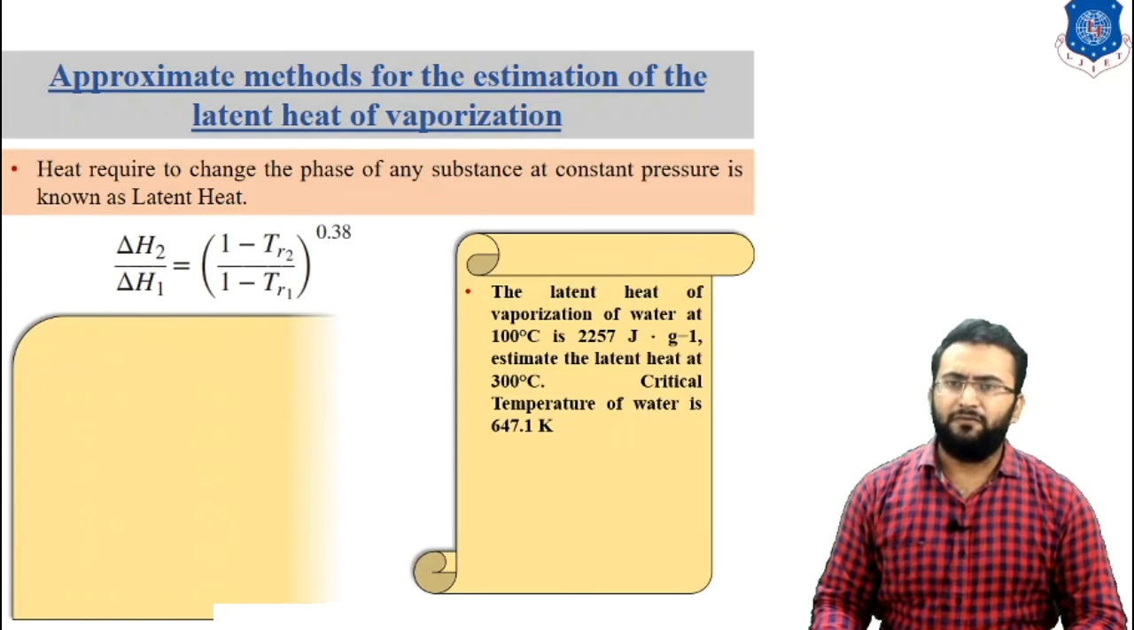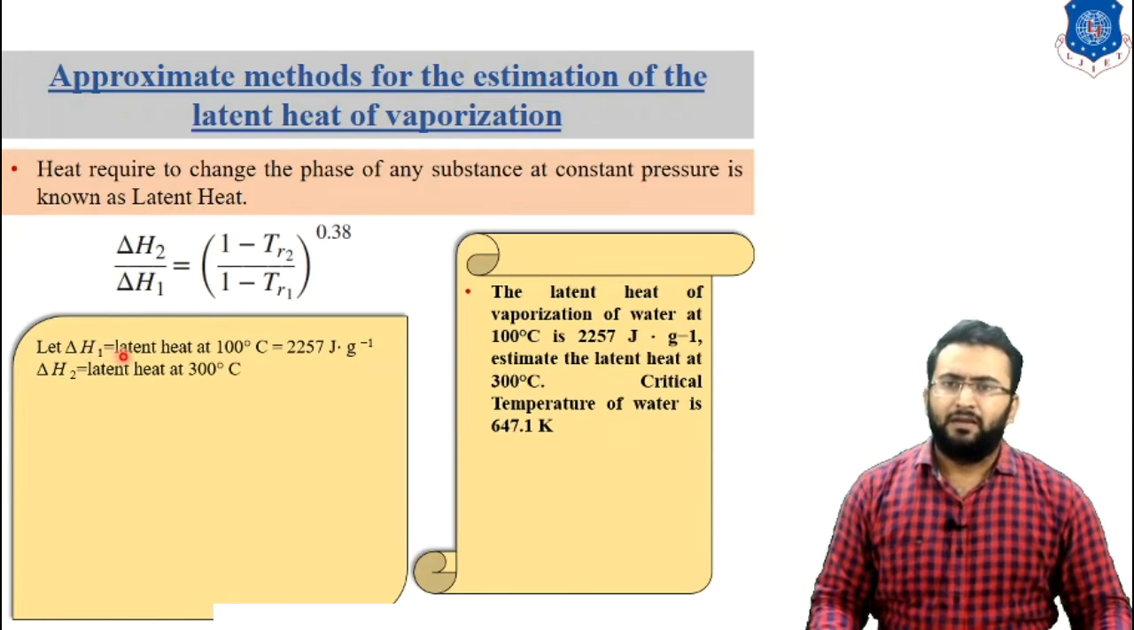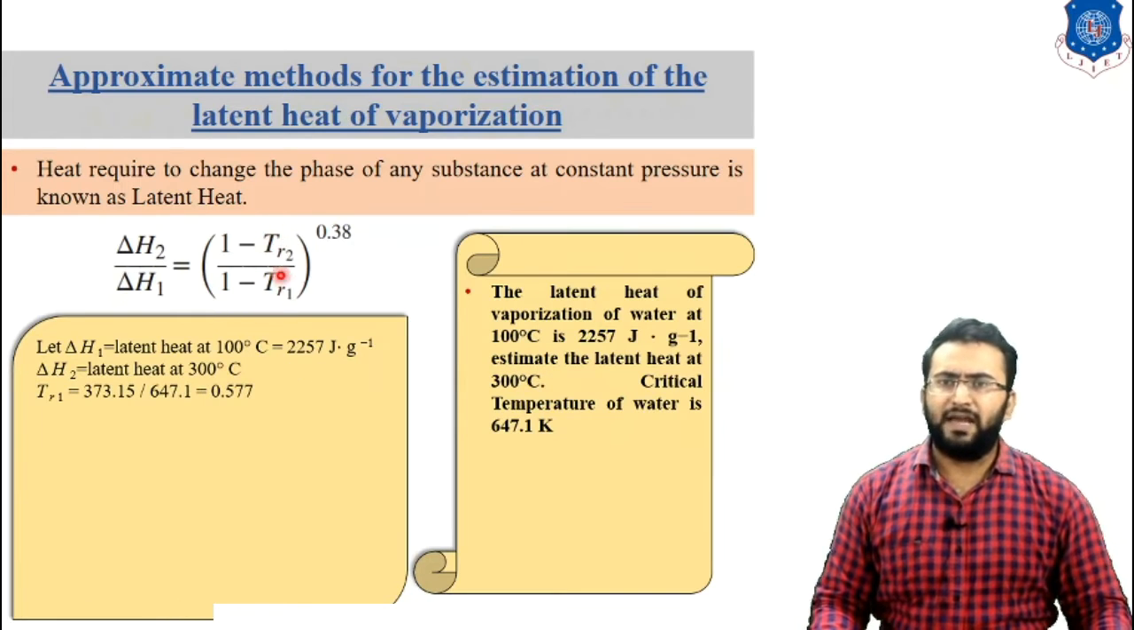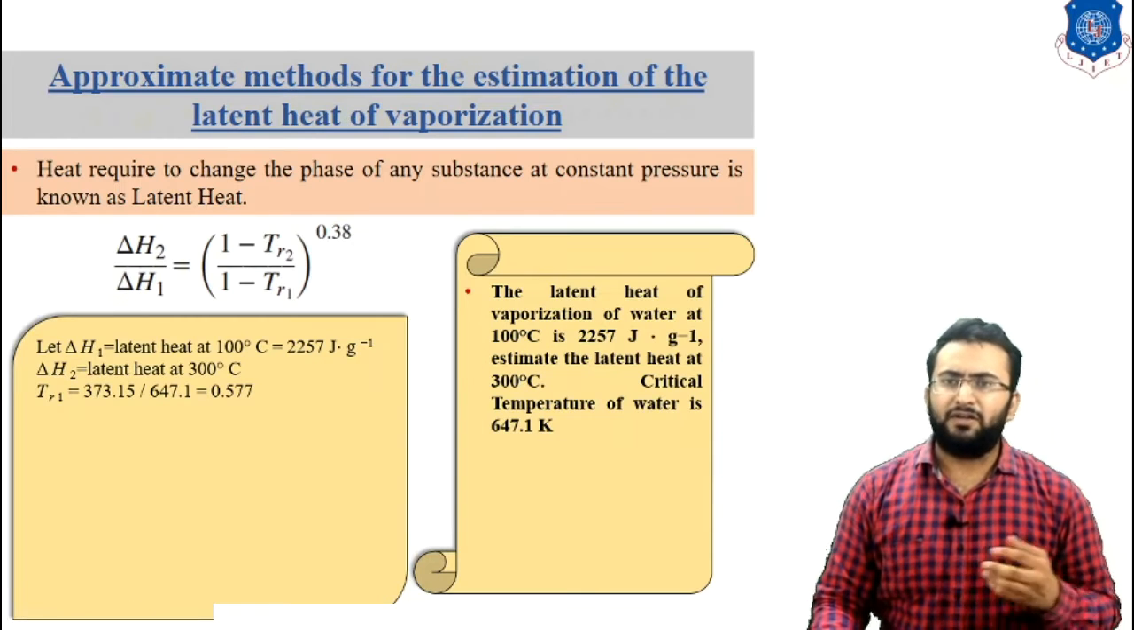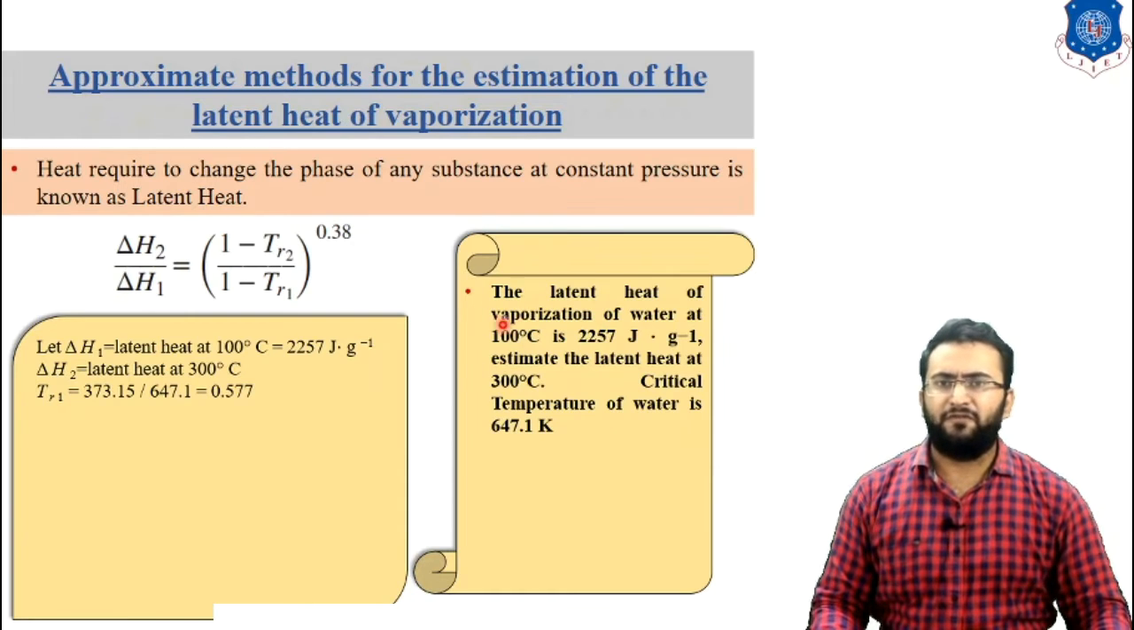So let's calculate the latent heat of vaporization. Let ΔH1 be the latent heat at 100 degrees Celsius, which is already given as 2257 joule per gram. Let ΔH2 be the latent heat at 300 degrees Celsius, which we have to calculate. First we have to find Tr2 and Tr1. Tr1, the reduced temperature at 100 degrees Celsius, is the actual temperature divided by the critical temperature. The actual temperature is 100 degrees Celsius; converting to Kelvin we add 273.15, which gives 373.15 Kelvin, divided by the critical temperature of water, 647.1 Kelvin. Calculating this, we get 0.577.